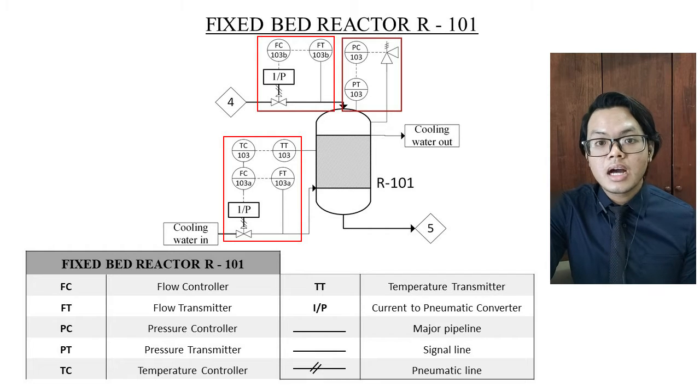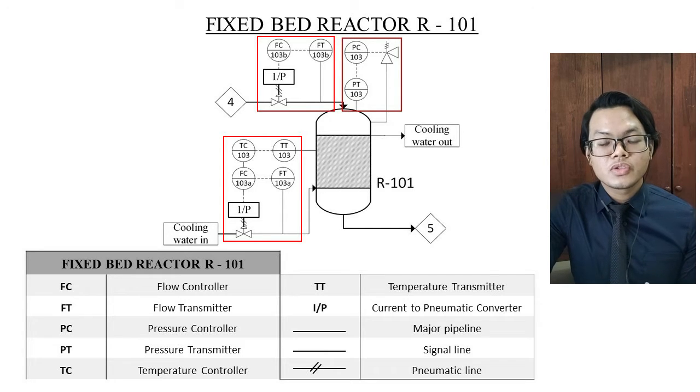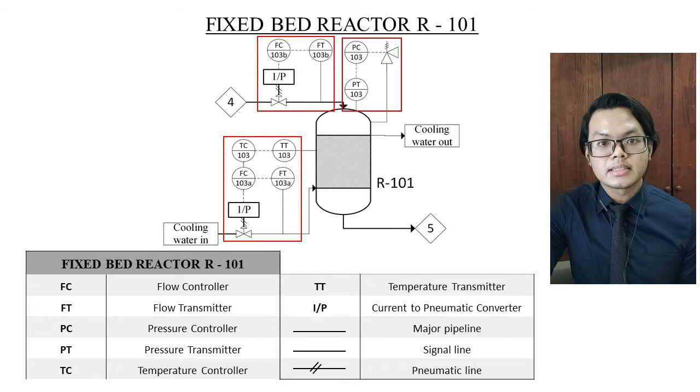For fixed bed reactor R101, there are 3 main parameters that we are going to control, which are the pressure inside the reactor, the flow rate input of the reactor, and also the temperature inside the reactor. Feedback control was used for the flow rate, and feed-forward was used to control the pressure. The cascade control system will manipulate the cooling water to control the temperature inside the reactor.